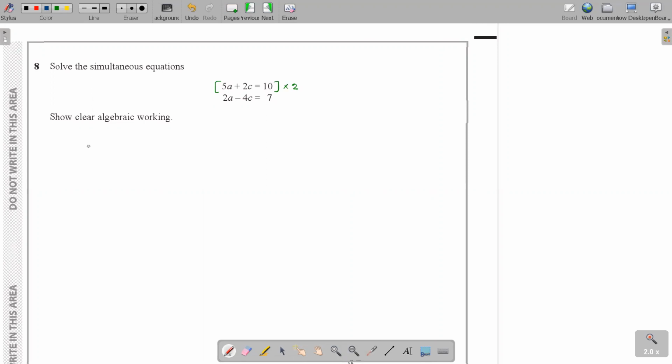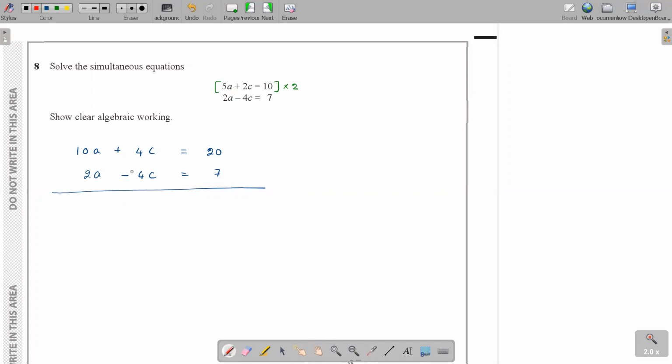So what do we get? 5 times 2, then we get here 10A plus 2C into 2 is 4C equals 10 times 2 is 20. So that's the first equation. And second equation, you don't have to change anything. 2A minus 4C equals 7. Okay, so now you can see it's the simultaneous equation. So I've just multiplied the first equation by 2. Second equation is there as it is.